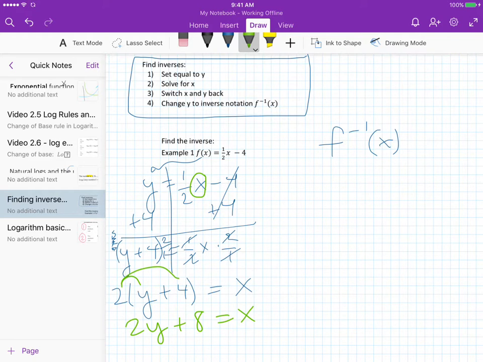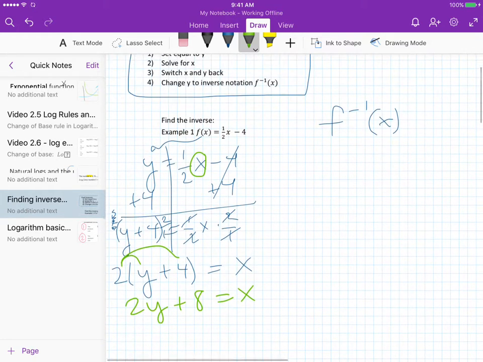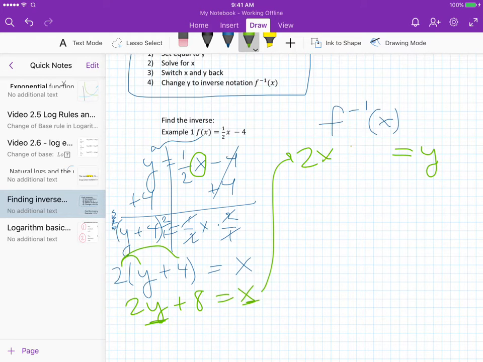Okay, so I did step 1, set equal to y. I did step 2, solve for x. And now I just need to switch x and y back. So over here, I switch x and y. Where x was, I'm going to put y. And where y was, I'm going to put x. So 2x plus 8. So now this is the inverse function we've got. So the inverse of example 1 is 2x plus 8.